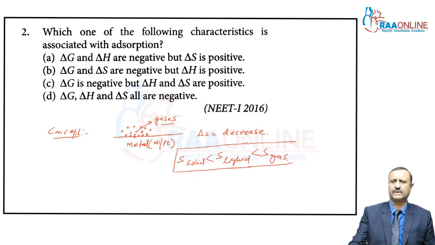So, my dear students, you can see here entropy decreases because gaseous molecules are close with each other, and so that entropy decreases. If entropy decreases, you can write here delta S is equal to negative. This is our number 1 point, delta S is equal to negative. And my dear students, when delta S is negative, what is the delta H?